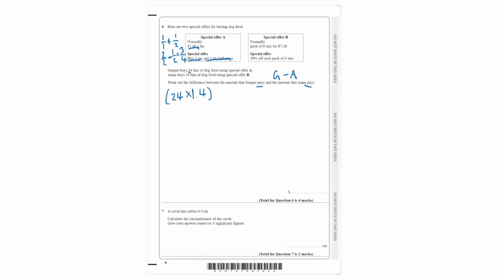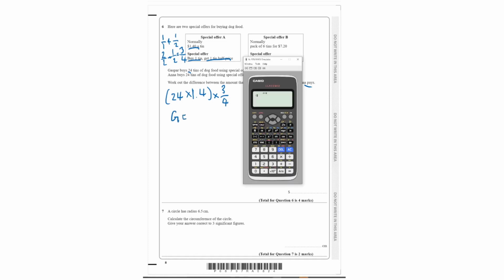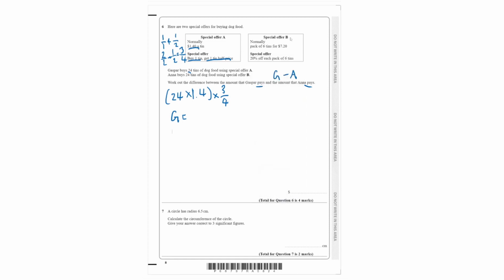So we can multiply this by 3/4. And we can see that Gaspar's value is given as 24 times 1.4 times 3/4. That gives us 25.2. He spends a total of $25.2. And now we can calculate for Anna.